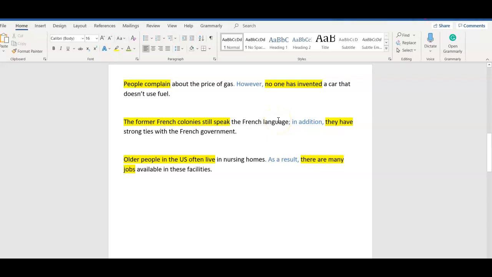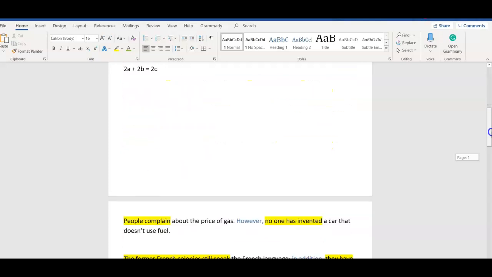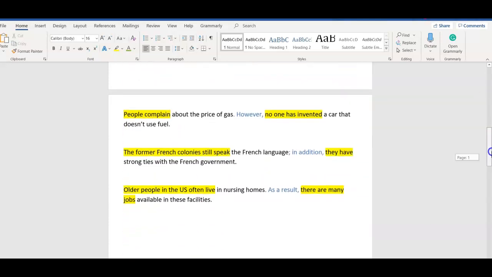So in this case, you might notice that there is a difference because before however and as a result, we had a period and a capital letter. But before in addition, we had a semicolon. That is because both a semicolon and a period can be used to mark the end of a complete sentence. So in this case, either one is okay, but we must have a comma after the connecting word. And you can see that with but and so and the other fanboys, we don't have a comma after, only a comma before. But in this one, we have a comma after.